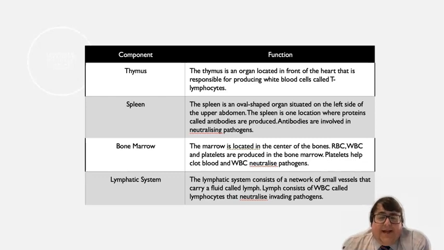This is where the topic starts to get a little bit more challenging. Bone marrow is located in the center of your bones. This is where our red blood cells, our white blood cells, and platelets are produced. Those platelets help clot blood, and white blood cells are, again, another component in neutralizing pathogens. Lastly, we have our lymphatic system, which consists of a network of small vessels that carry a special fluid called lymph, hence lymphatic system. Lymph, again, consists of white blood cells. These white blood cells are called lymphocytes, and they are neutralizing invading pathogens.